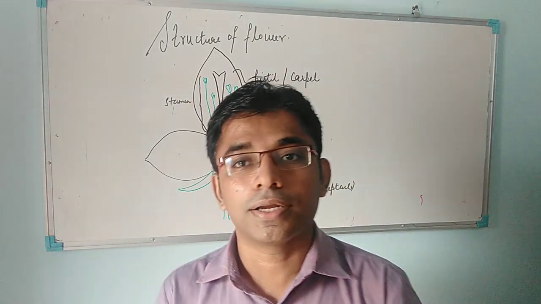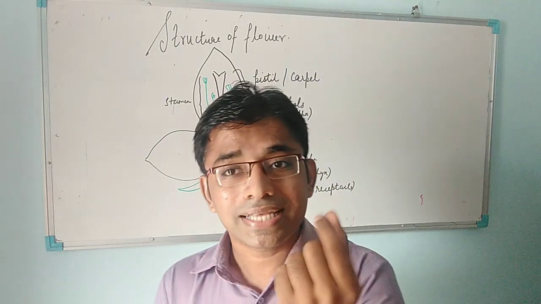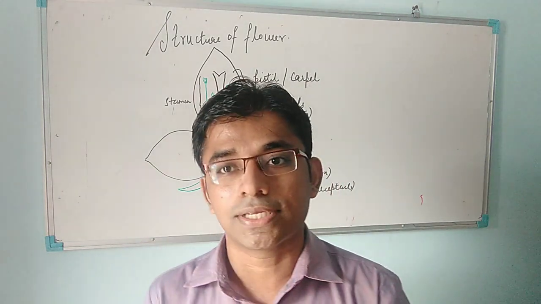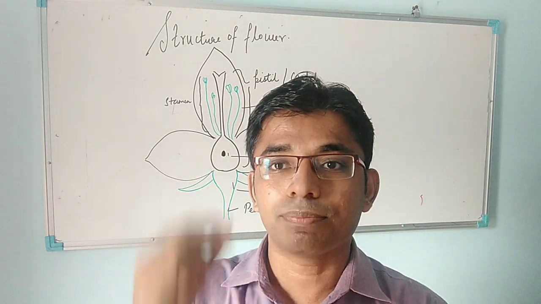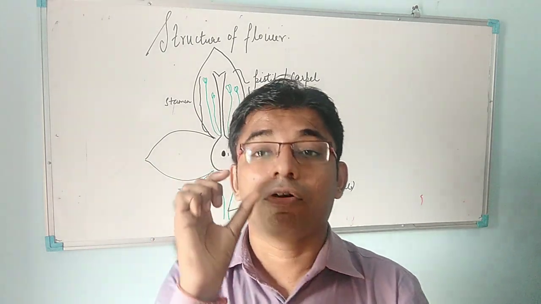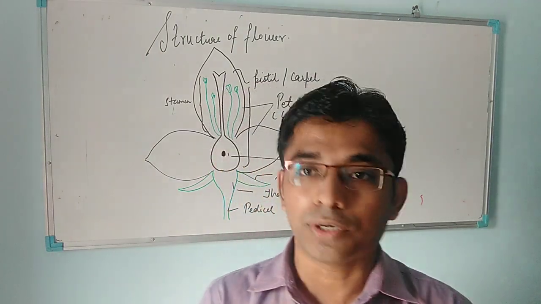For example, underground stem such as potato. The potato has certain structures called eyes or depressions. From those depressions there arises a bud. That bud gives rise to a new organism. Then it is called vegetative propagation by the stem. That is the underground stem, which is potato.